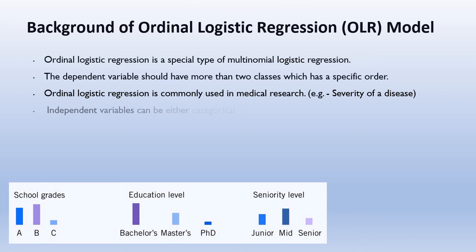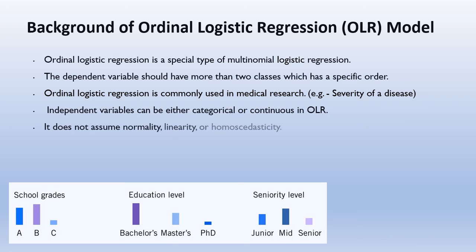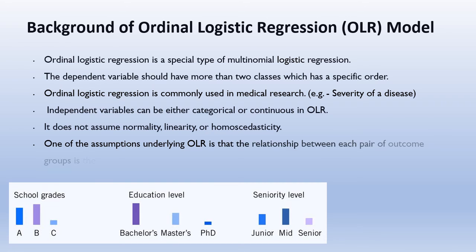Independent variables can be either categorical or continuous in the ordinal logistic regression model. The ordinal logistic regression model does not assume normality, linearity, or homoscedasticity, as with multinomial logistic regression. One of the assumptions underlying the ordinal logistic regression model is that the relationship between each pair of outcome groups is the same.